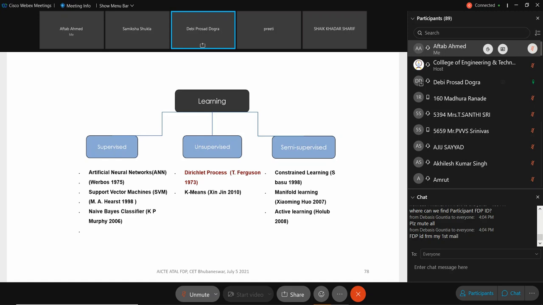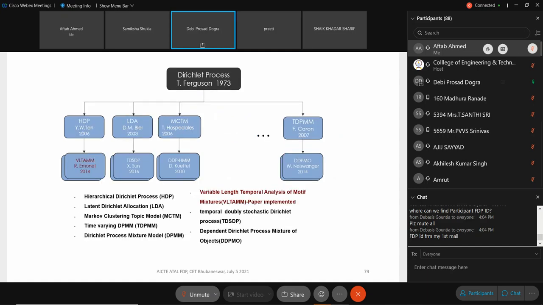Typically, the entire learning framework can be categorized like this. You have supervised, where you have ANN, support vector machines, naive Bayes, and other classifiers. In case of unsupervised, we have Dirichlet process, which is a model. In case of semi-supervised, we have constant learning. Now, in this particular part of the talk, we will be concentrating more on the unsupervised part. You'll see how unsupervised models have evolved over time. Particularly, I'll show you how these motif mixture based and Dirichlet process mixture based models work.